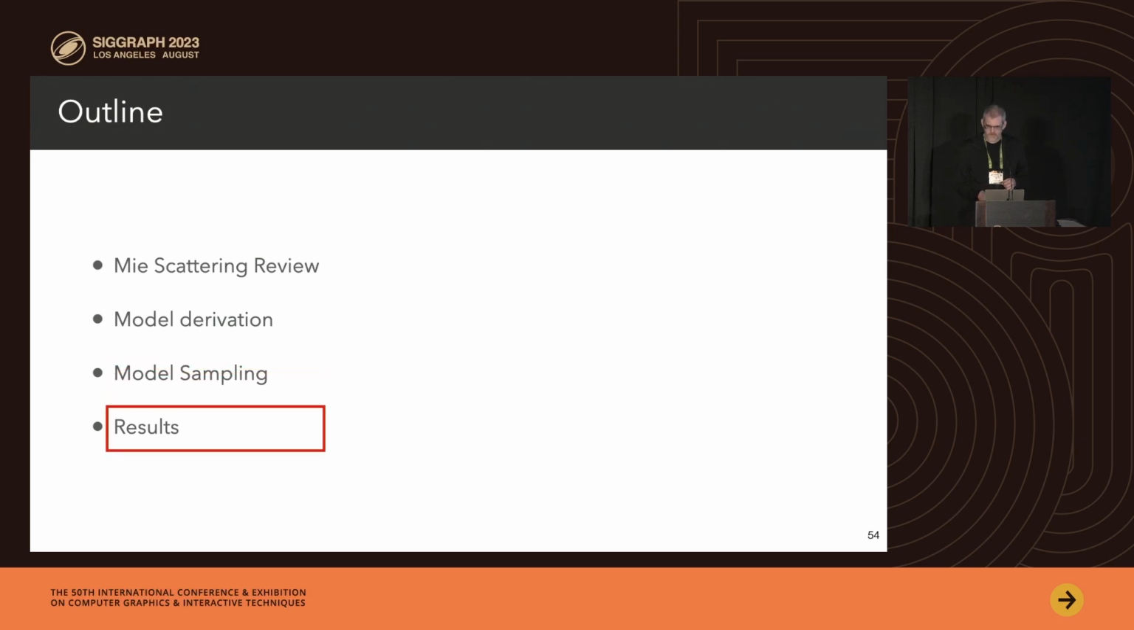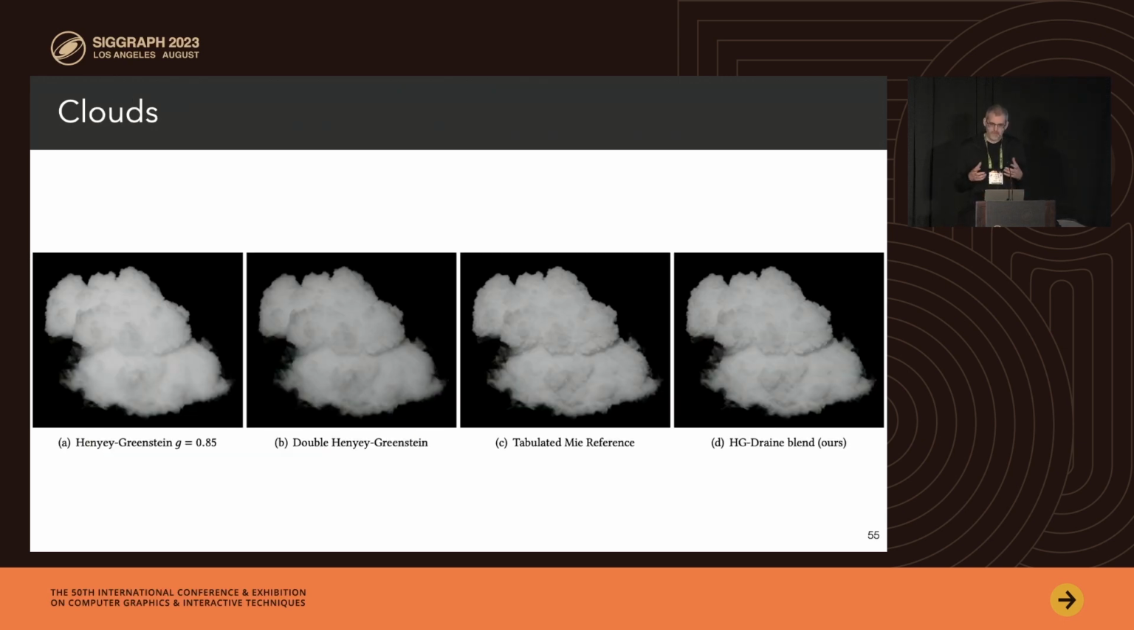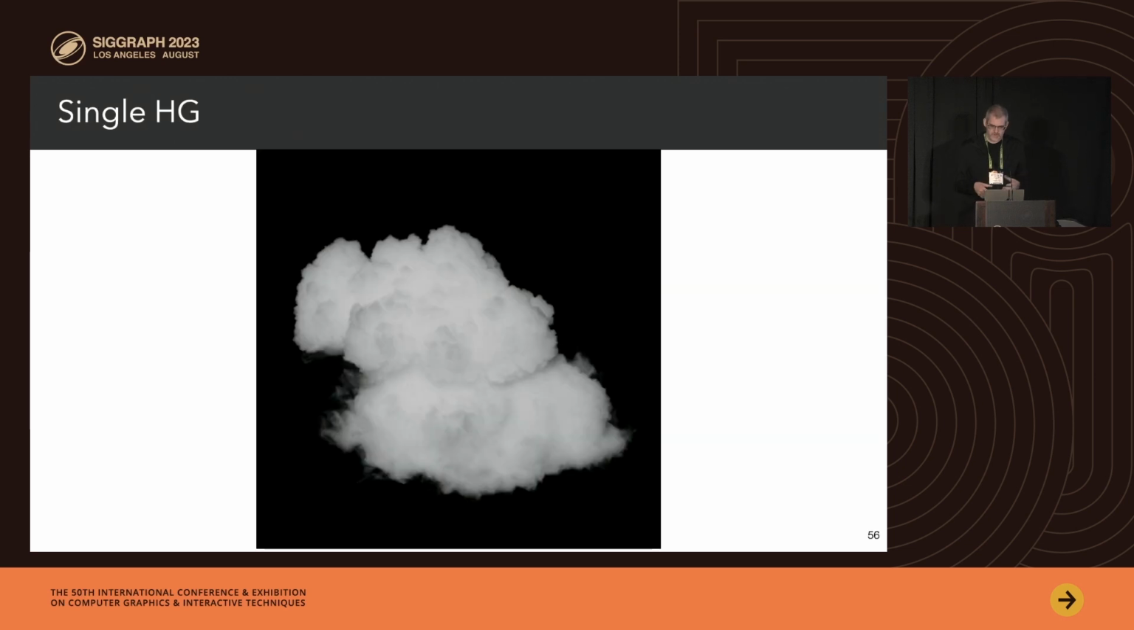So let's, in the remaining time, look at some results. I've shown these images several times already. Let's just zoom in and compare these. So often we tend to just have a single g parameter in many scenes that we render. It's tempting to just use the mean cosine of about 0.85 and render a cloud, and it looks pretty nice. Using 2 Henyey-Greensteins, you can get sort of a closer darkened energy, but it still doesn't have quite the right quality as I flip here to the reference. So let's go back and forth a few times between the double Henyey-Greenstein and the tabulated approach.